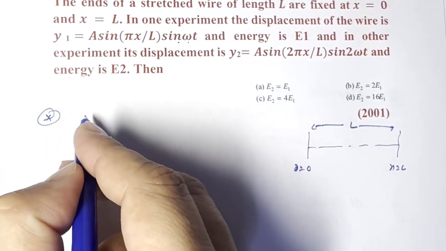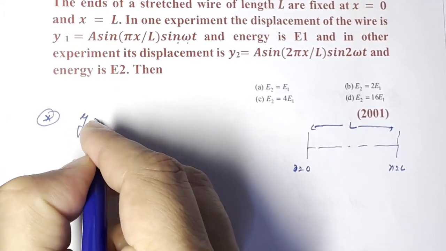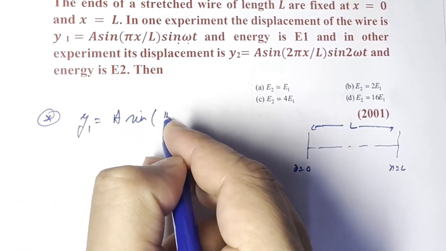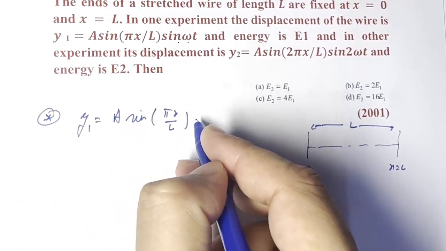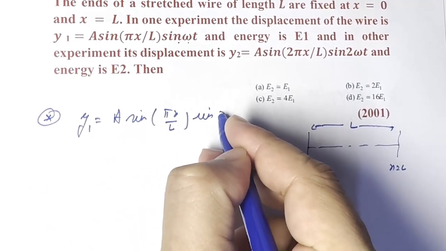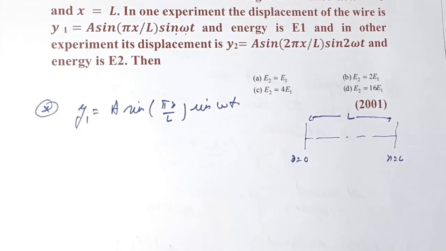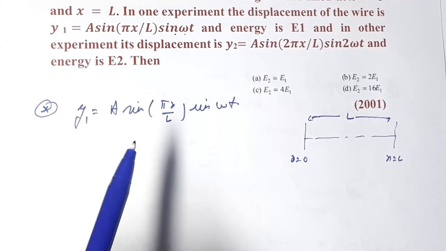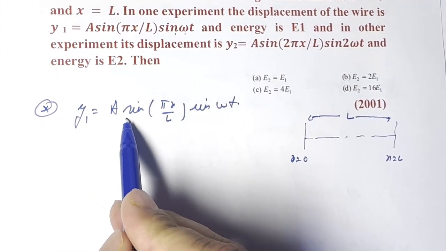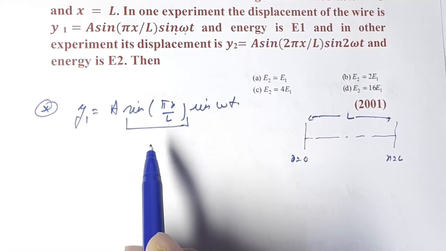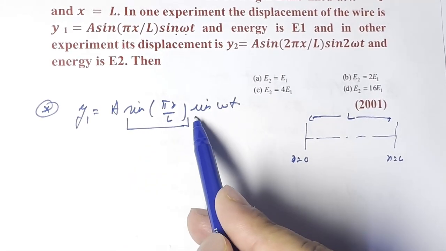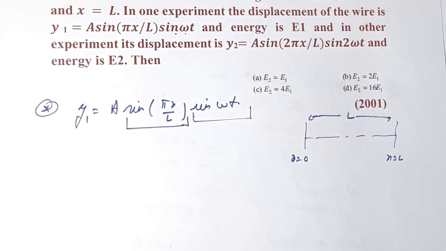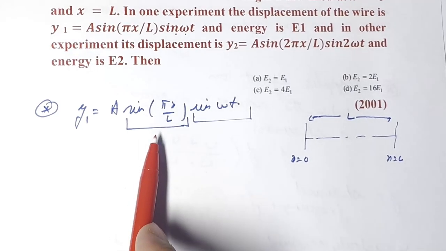So we can say y1 is equal to a sin(πx/L) sin(ωt). Now this displacement has two components here. The first component is called the spatial part, and the second component is called the vibration part. We are particularly interested in the vibration part.